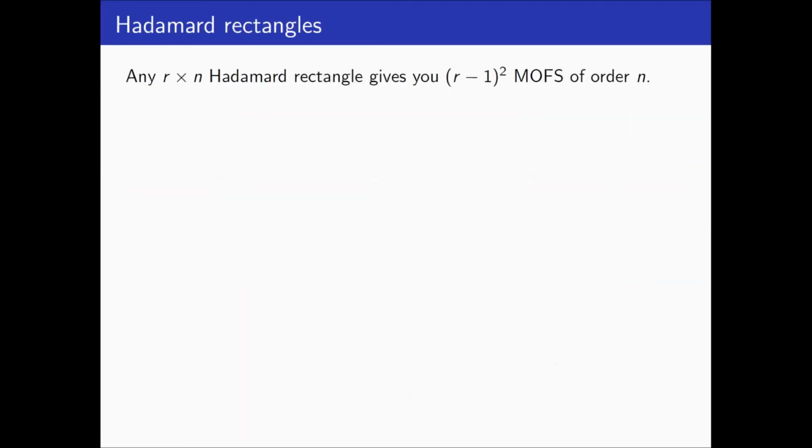Okay, so I need to start wrapping up. So I wanted just to connect back to the theme of the conference. The construction that I gave you for a complete set from a Hadamard matrix requires the whole matrix if I want a complete set, but if I just want a set of MOFs, then you can just give me a Hadamard rectangle. So if you give me R rows that are orthogonal and +1, -1, that's what I mean by an R by N Hadamard rectangle. And that will give me R-1 squared MOFs.